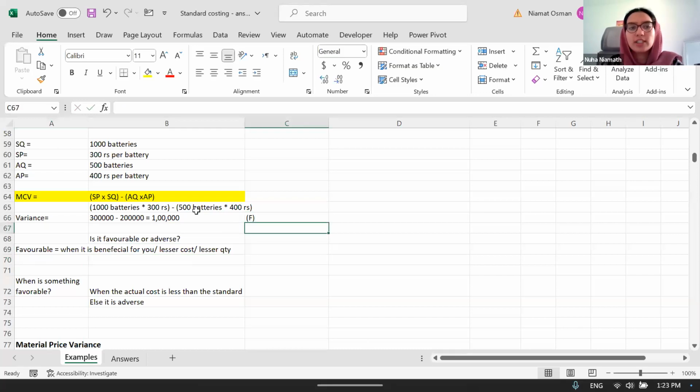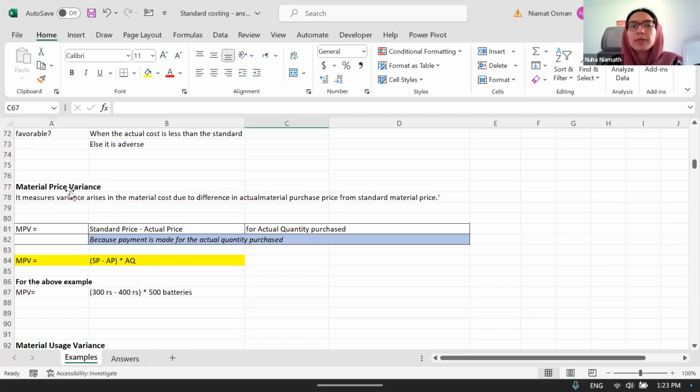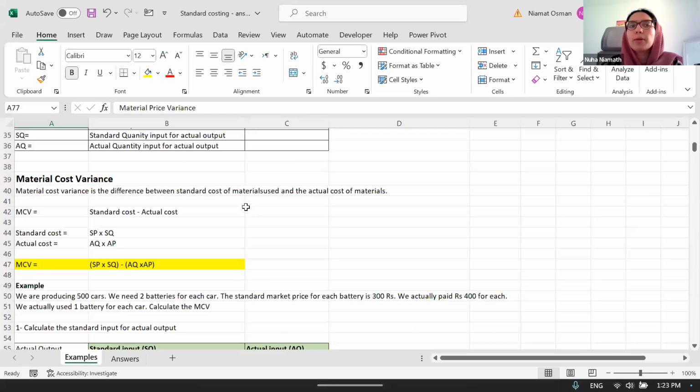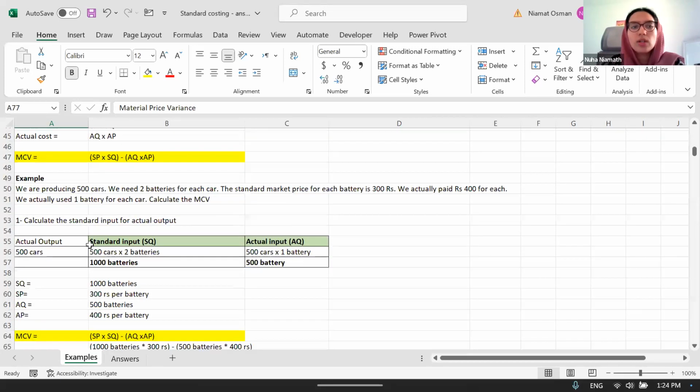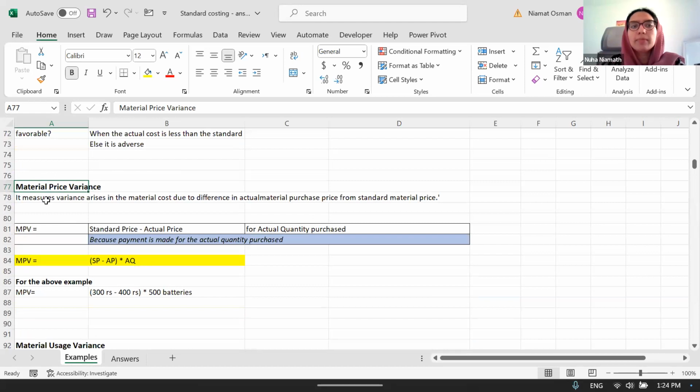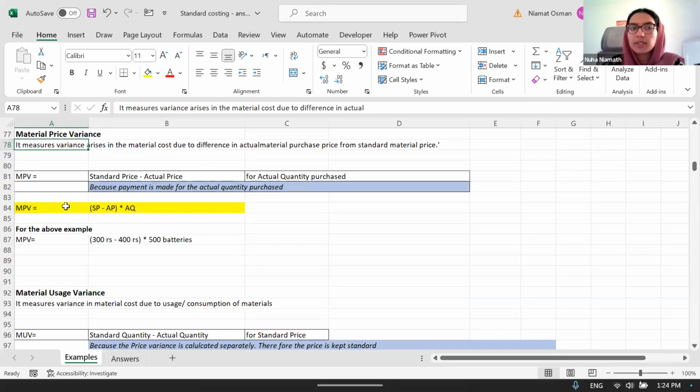Now let's move to the next point, which is our material price variance. If you remember the chart, we had material cost, and under it come price variance and usage variance. When we calculated cost variance, we took the total standard cost and total actual cost. Now here we will specifically look at the price variance. It measures the variance that arises in material cost due to the difference in the material purchase price from the standard material price. So let's look at MPV.